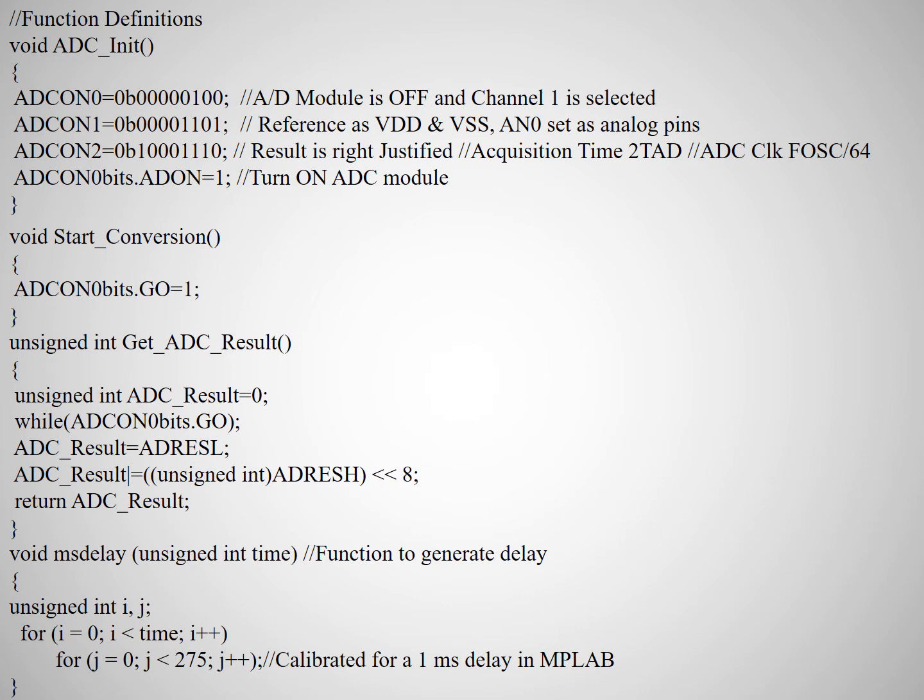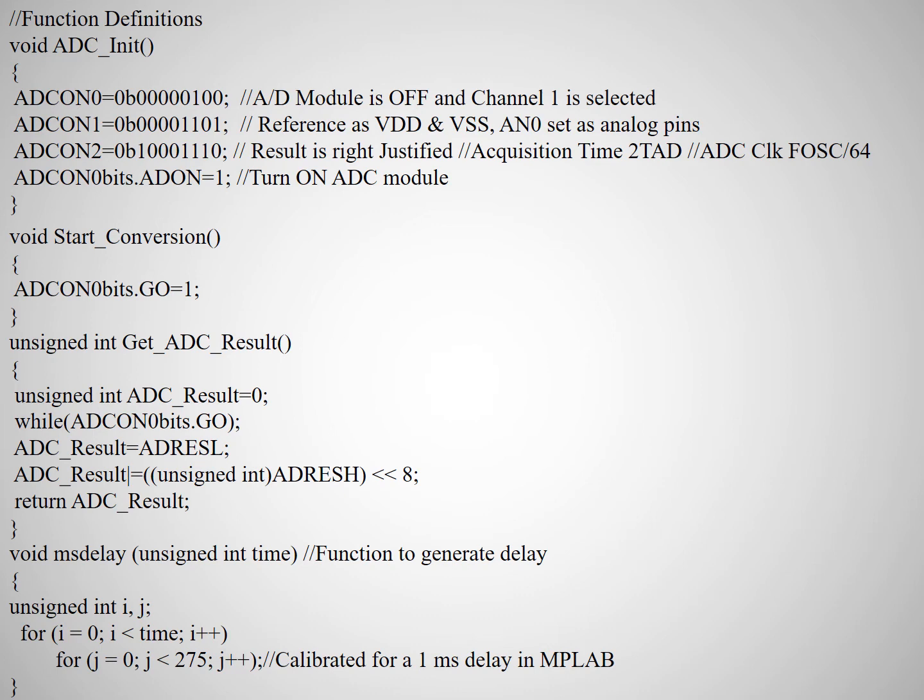So you have to take it from their temporary register. We have taken a register ADC_result, and we are putting it 0 initially. Then whenever the go button is there, you have to wait for that. Once the condition is over, it will come out of that loop.